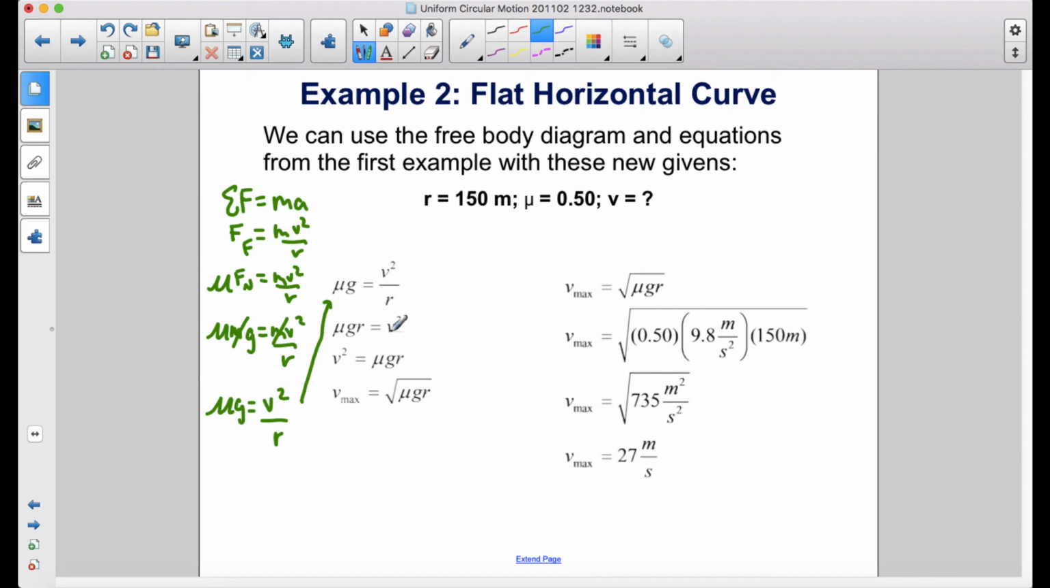Then we can solve this for v. Multiply both sides by r, and then take the square root of both sides, and we get v equals the square root of mu g r. So if we plug in our givens, we have mu of 0.5, g is 9.8, the radius is 150, plug that in, and we get a maximum velocity of 27 meters per second.